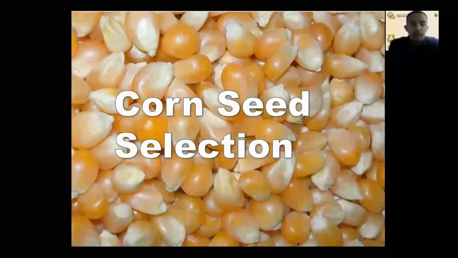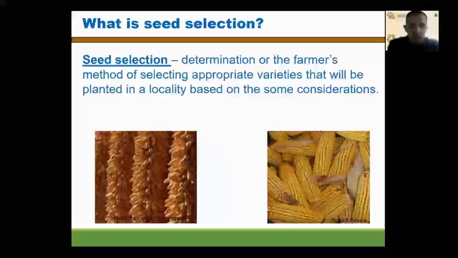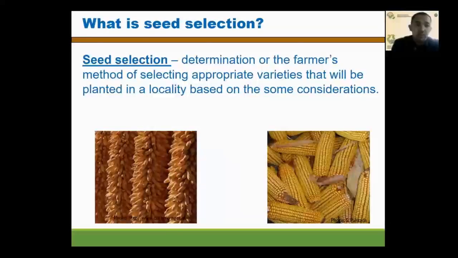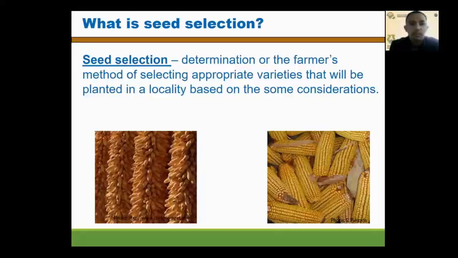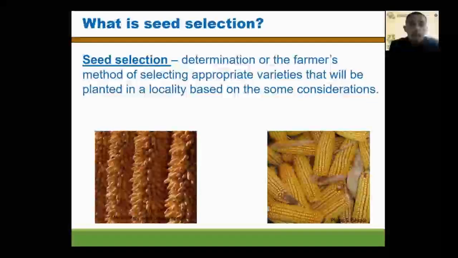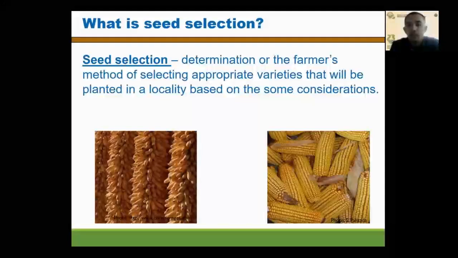And then the next is the corn seed selection as the foundation of your cropping production system. Having a good seed would lead to having a good yield, accompanied by employment of good cultural practices. So seed selection is the farmer's method of selecting appropriate varieties that will be planted in a locality based on some considerations.